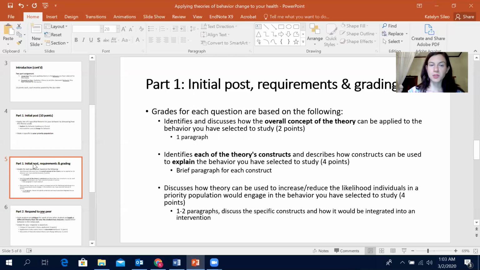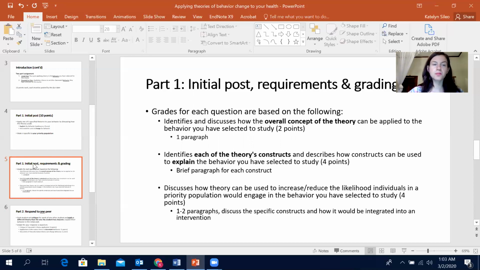Your next objective would be identifying how each of the theory's constructs, and when we say constructs, we're talking about the factors within each. So, for example, in the theory of planned behavior, there's subjective norms, there's behavioral beliefs. Those are the constructs. So you should be talking about each construct and how it applies to explaining the behavior.